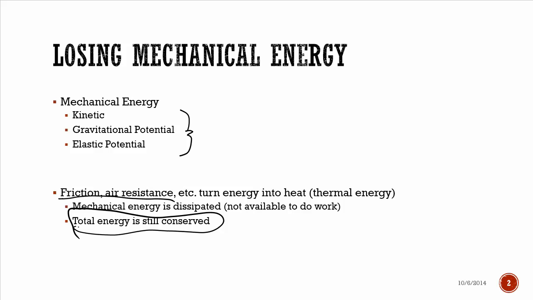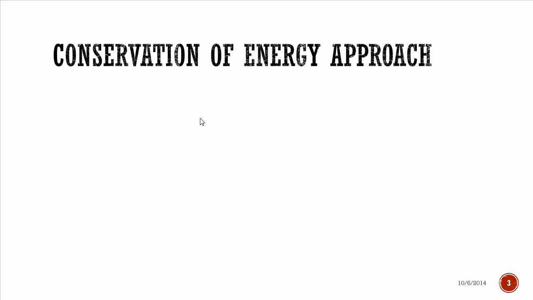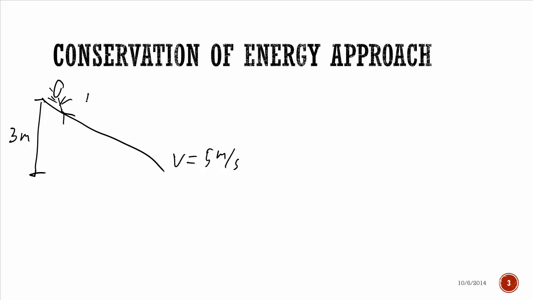So as far as problem solving, we have a couple of different approaches. The first that I'm going to show you is just using conservation of energy. So if we have something like a child going down a slide, and if we say that the child started 3 meters from the bottom of the slide, so here they've already gone down a little bit, and when they reach the bottom of the slide, they have a velocity of 5 meters per second, and let's say we know the mass of the child is 50 kilograms.